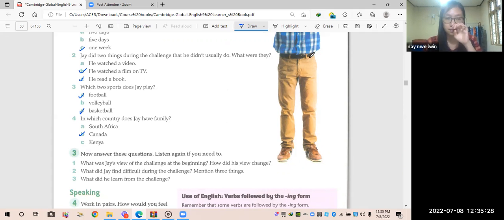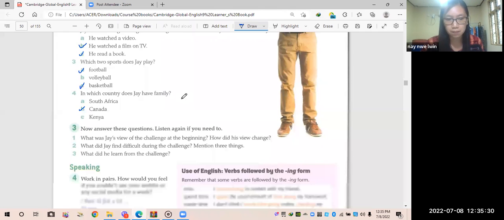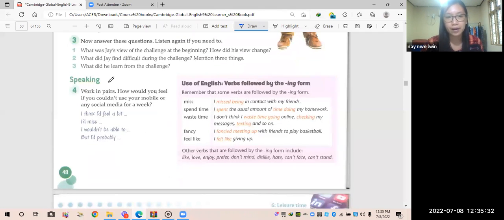Okay, so we'll move to speaking part number 4. Work in pairs, how would you feel if you couldn't use your mobile or any social media for a week? So you have to imagine that you are not allowed to use your mobile phone or any social media. So you have to write a paragraph or talk about how you feel if you don't have your phone in your hand for about a week.